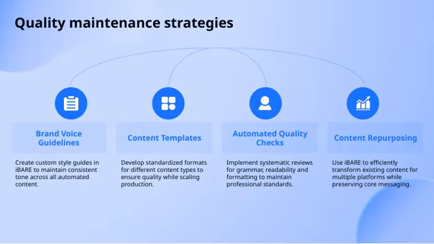Now, let's talk about some key strategies for maintaining quality across our content. First up are brand voice guidelines. Creating custom style guides in IBARE helps us keep a consistent tone everywhere, whether it's automated or manual content. This consistency is crucial for building trust and recognition with our audience. Next, we have content templates. Developing standardized formats for different types of content allows us to scale efficiently without sacrificing quality. These templates serve as a blueprint, ensuring that every piece aligns with our standards and messaging.